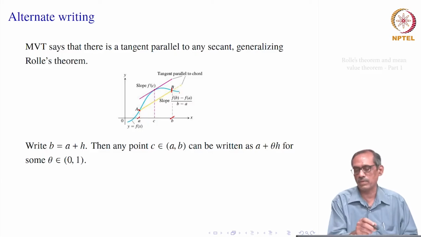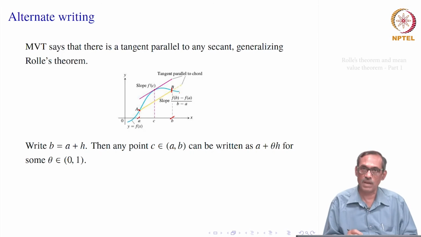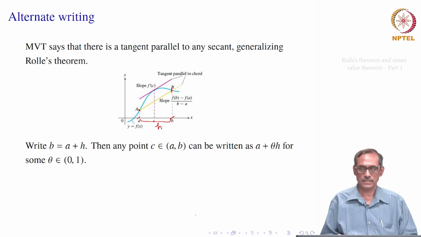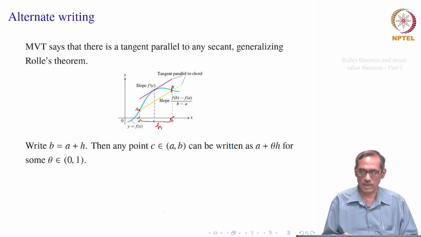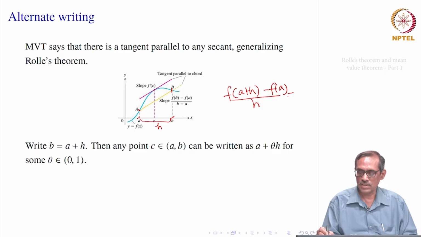So, when f(a) equal to f(b), you get directly Rolle's theorem from this. However, we have proved this using Rolle's theorem. So, there is an alternate way of writing it. Instead of b, which is to the right side, we will write b equal to a plus h. So, that means b minus a, this distance is h. So, once you write b equal to a plus h, what we get is (f(b) minus f(a))/h, which is (f(a plus h) minus f(a))/h. This is equal to f prime at some point c.